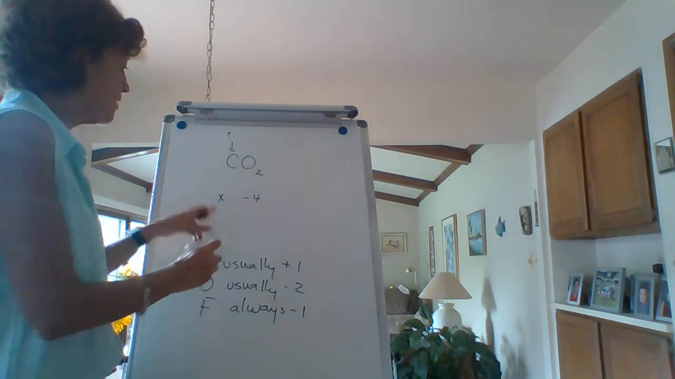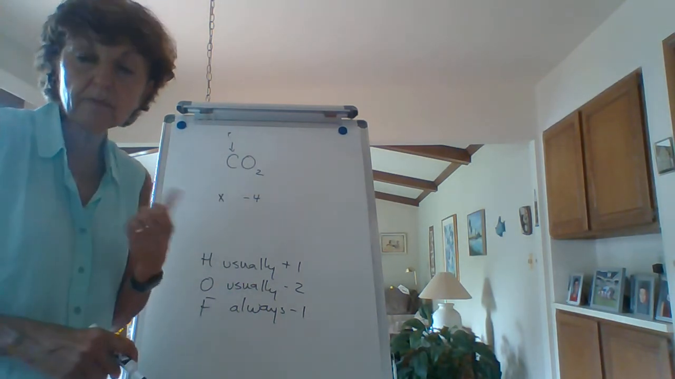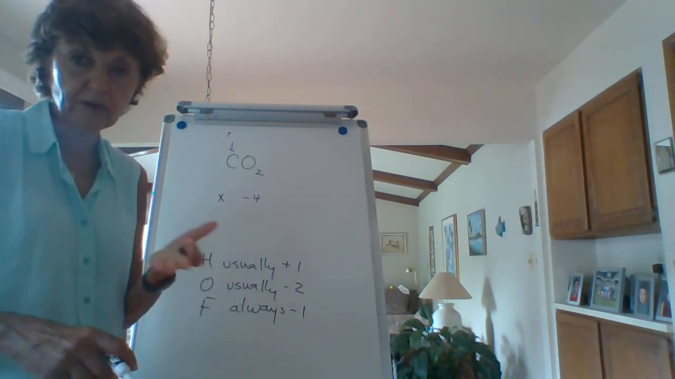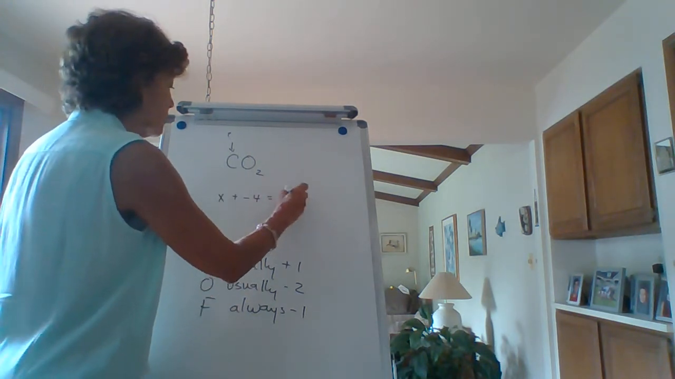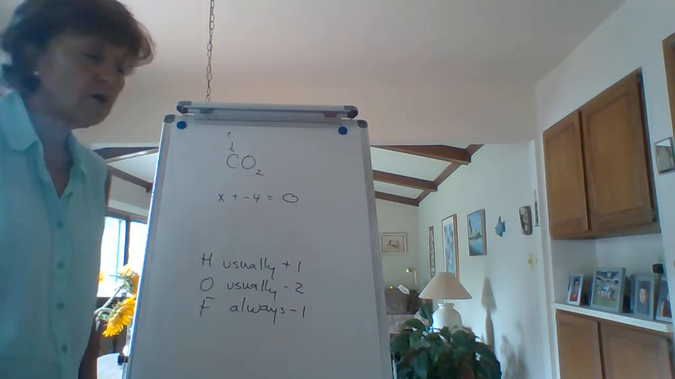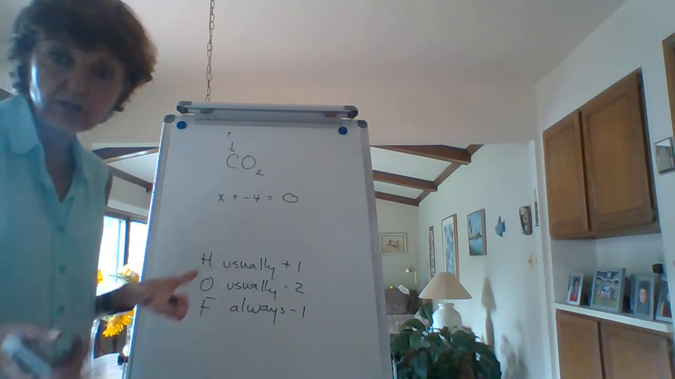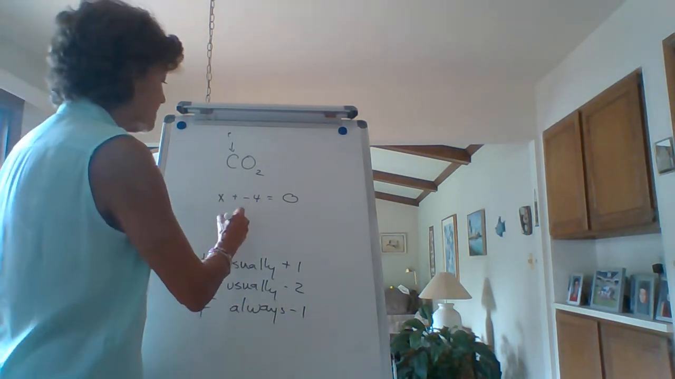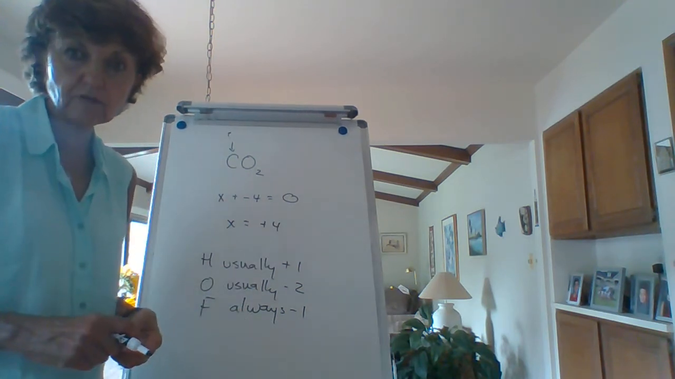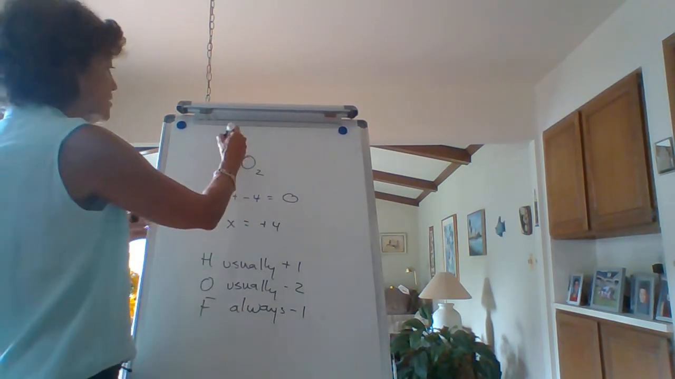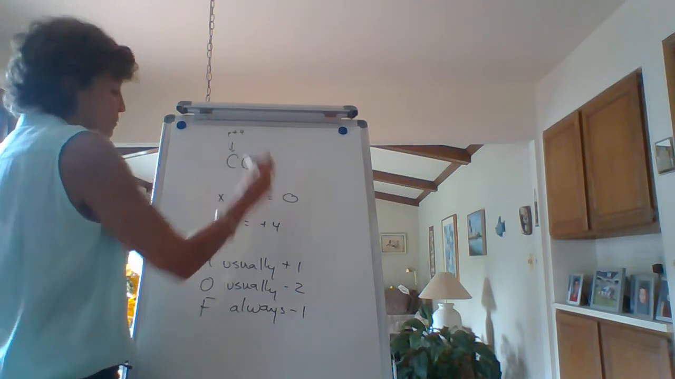It's an X. Remember the rule that said the sum of the oxidation numbers in a compound has to equal 0? So we go X plus -4 is equal to 0. So you manipulate the equation. What is X? X is equal to +4. Okay, remember your basic algebra here. So the oxidation number of this carbon is +4.